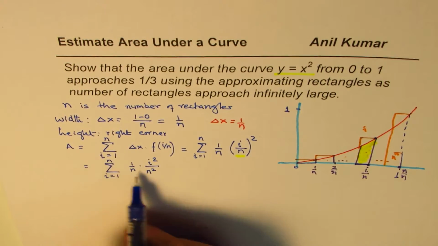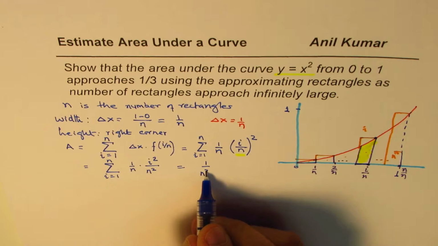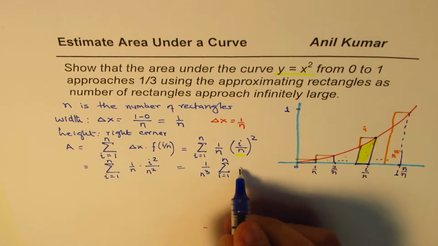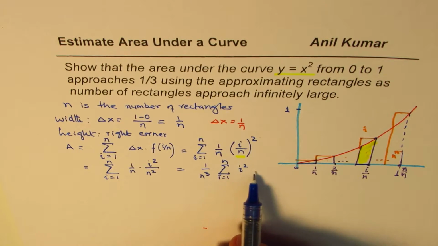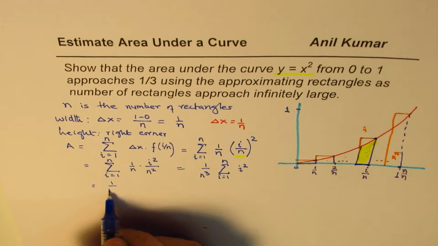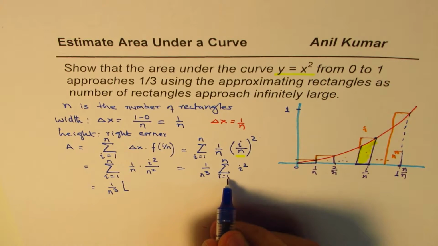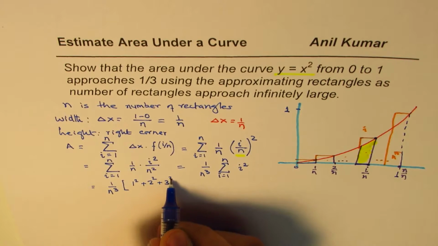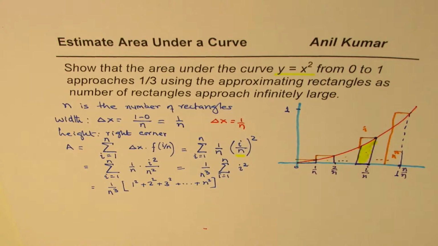Now i varies from 1 to n. These are numbers which are constant. So we could write this as 1 over n cubed sigma i equals 1 to n of i squared. Is it okay? It is the sum of squares of natural numbers, that is what we are getting. So basically we have 1 over n cubed, and this sum is a series. When i is 1, it is 1 squared, plus i is 2, it is 2 squared, i is 3, it is 3 squared, plus so on till the last term, which is n squared. So that is what we get.